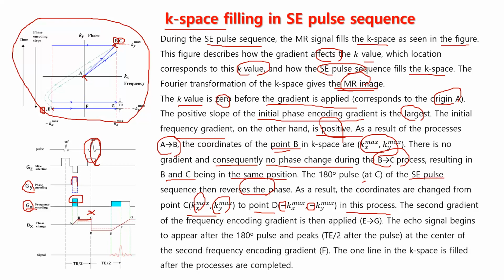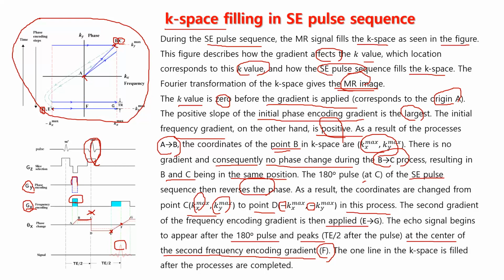Now the second frequency encoding gradient is applied at this position, point E. Then the echo signal begins to appear at the 180 pulse and peaks at the center of the second frequency encoding gradient, point F. So the phase will become 0 at F, and we have the maximum signal.